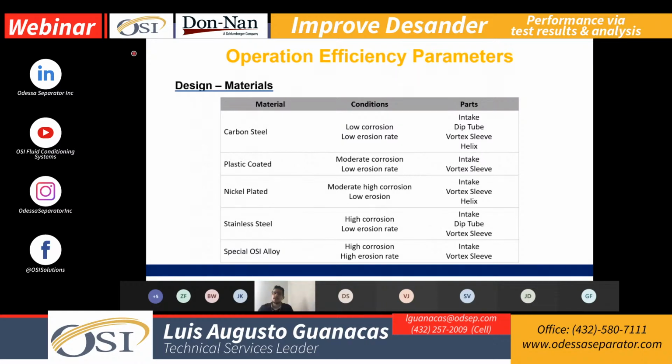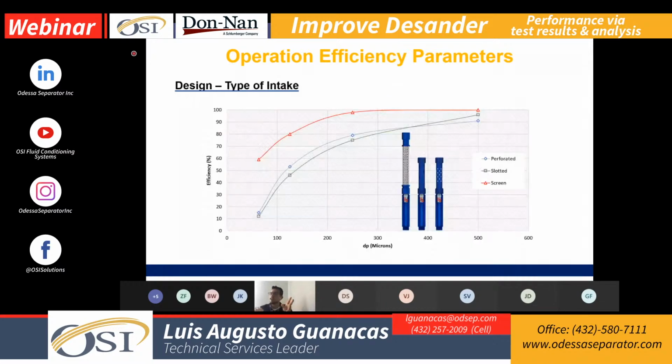Okay, Chibi, let's move. The next one, we analyzed the type of intake. You can see out there in the market that desanders are made with perforated intake, slurry intake, which are the most common, and then a different one which is the screen intake. We checked the different types of intake and we analyzed the efficiency of each one.